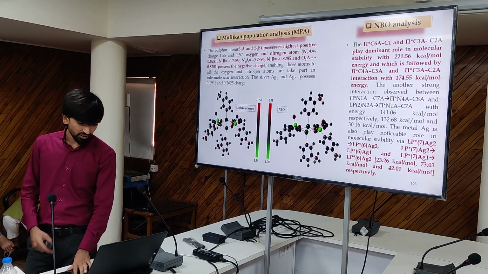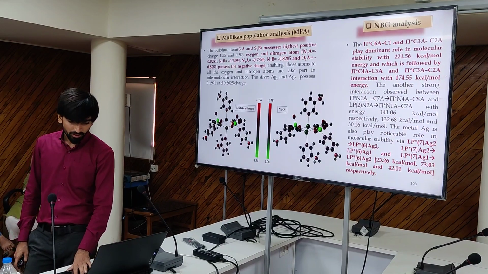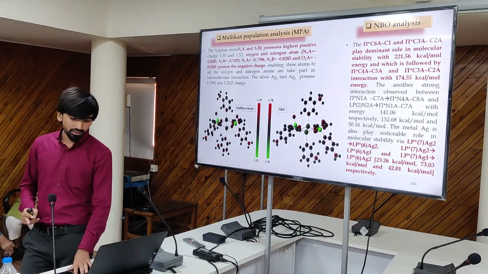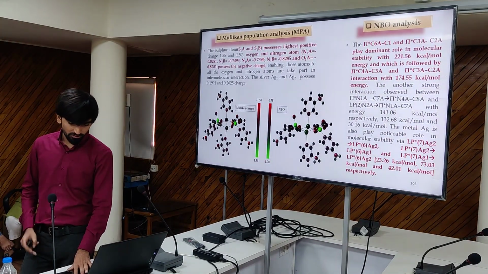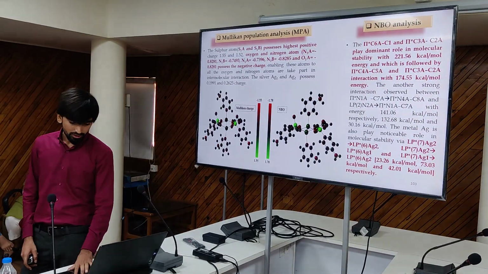From the molecular properties analysis, nitrogen and oxygen are the most negative in nature, and from the NBO analysis, the carbon from the amino group as well as the carbon from the pyridine ring also take part in the molecule stability, as well as both the silver atoms in this structure play a dominant role in the molecule stability.